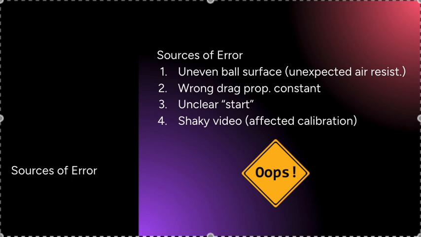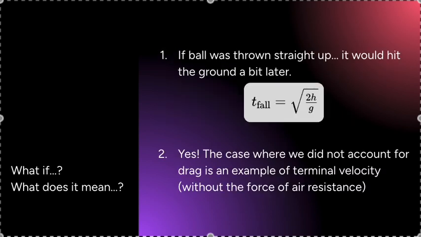There were unfortunately definitely a lot of sources of error in this experiment. We had the uneven ball surface, which could have led to unexpected air resistance, possibly the wrong drag proportionality constant, because I did get some negative values. There was an unclear start in the way that we recorded the video, so there could have been a point where a force was being applied on the ball when we assumed that there were no other forces, and the slightly shaky video might have affected the calibration.